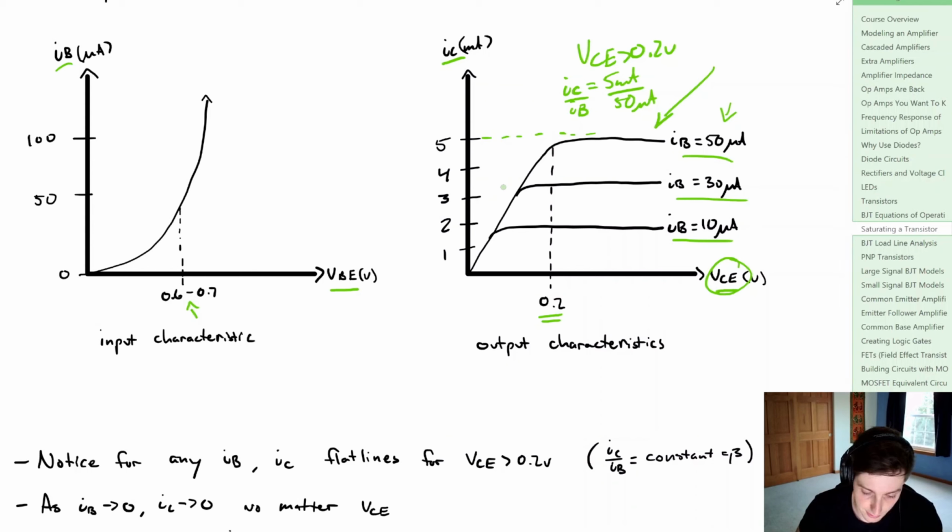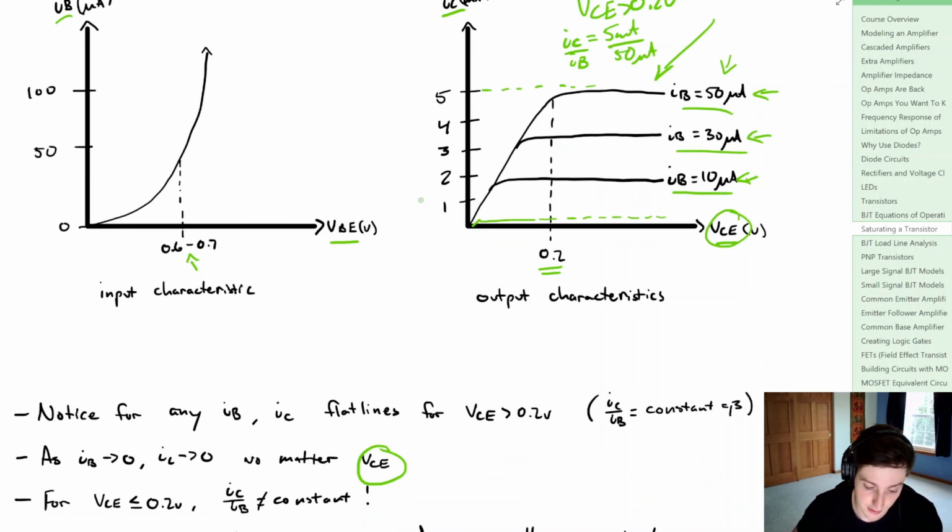current flatlines. And then if we consider the case as the base current goes to 0, you can see here we start at 50, 30, 10 microamps. If we were at 0, we would have something that is pretty close to 0, which would mean IC, or the collector current, is also equal to 0, and that's going to be no matter the VCE value.